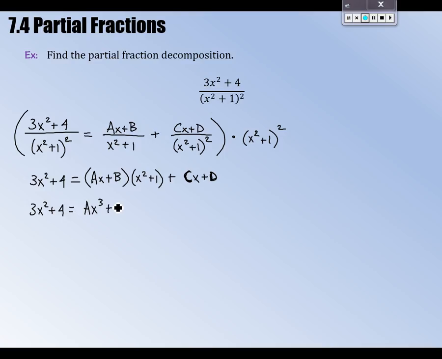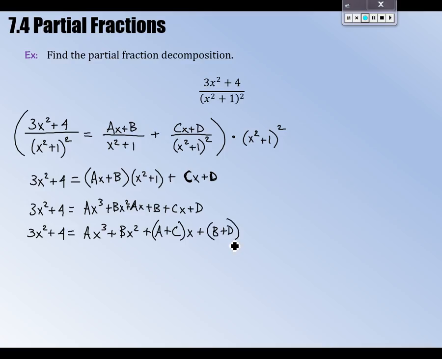Ax cubed plus bx squared plus a plus b plus c. All right. Are you with me? I'm going quick here. Let me pause for a second. I'm going to collect like terms on the right side again. A plus c is an interesting coefficient, and b plus d together is the constant term. Wait, what? Yes? Yes. Everyone.